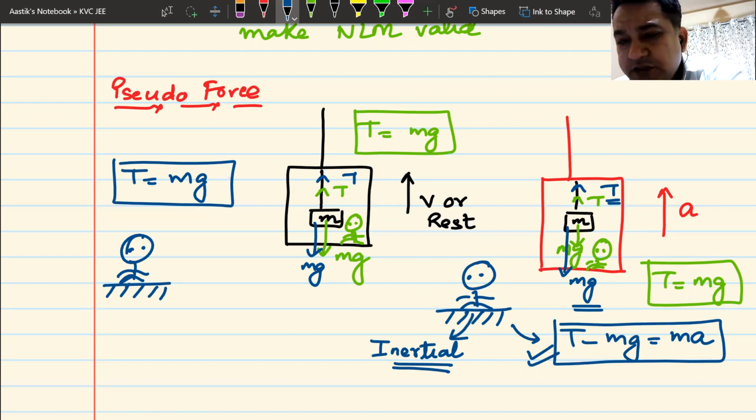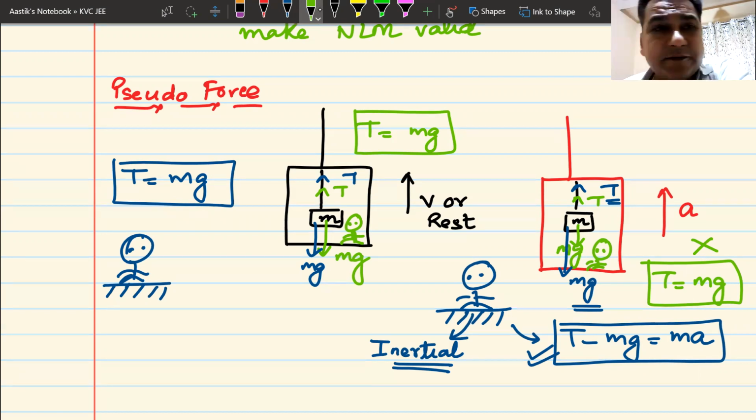Newton's laws of motion are valid only in the reference frame of Earth. The green equation is definitely wrong, because it has been made from a non-inertial reference frame sitting in the lift, which is accelerated.